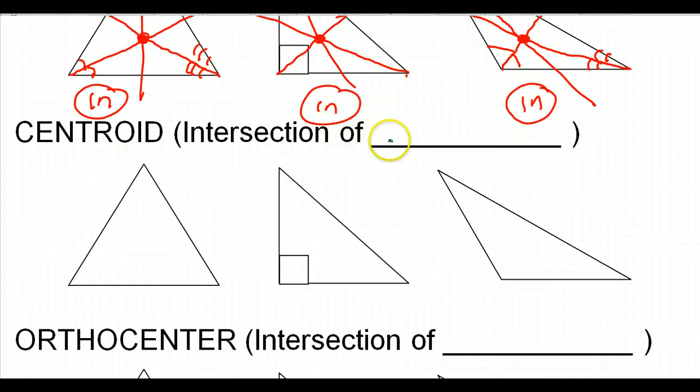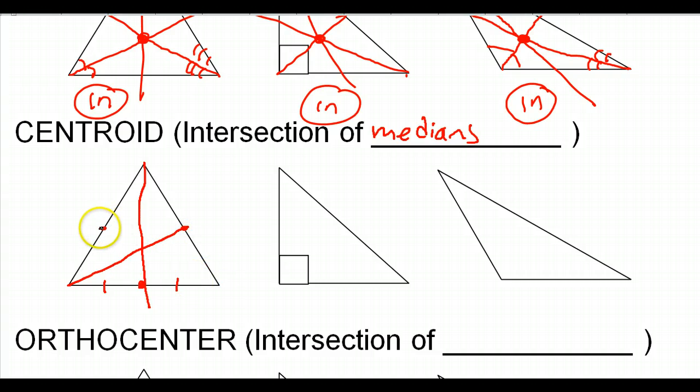Centroid is the intersection of medians. Medians go from a vertex to a midpoint. So here's a vertex, here's a midpoint, zip zap. So there's a median, vertex to a midpoint. Let's do it again. Here's a midpoint, so vertex to a midpoint. Here's a midpoint, vertex to a midpoint. We know acute triangle is always in, so I just did that for fun.